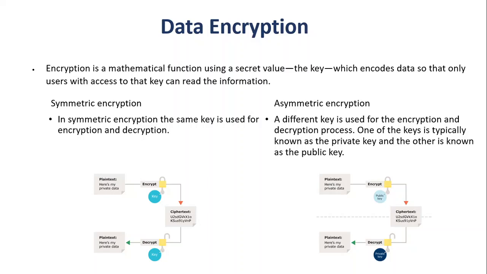First thing, what is data encryption? Basically, it's a mathematical function which encodes the data using a key, and only users with access to that key can read the information. There are two types of encryption: symmetric encryption and asymmetric encryption. In symmetric encryption, the same key is used to encrypt and decrypt, while in asymmetric, a different key is used for encryption and a different key for the decryption process. One of the keys is known as the private key, the other one is known as the public key.